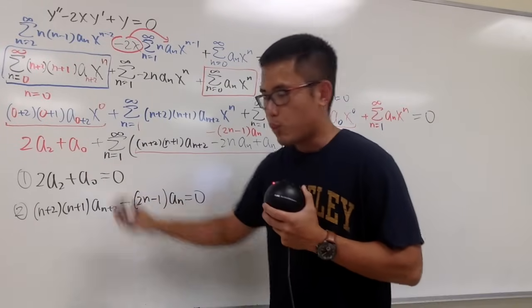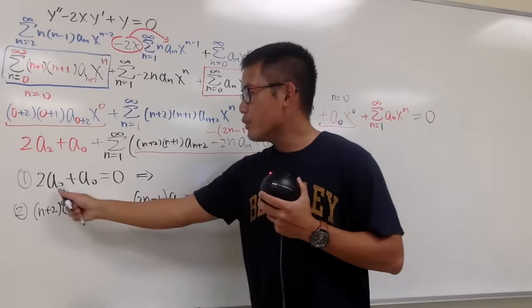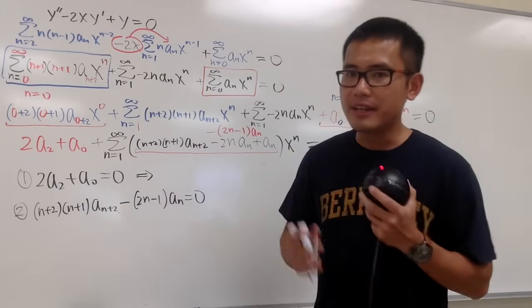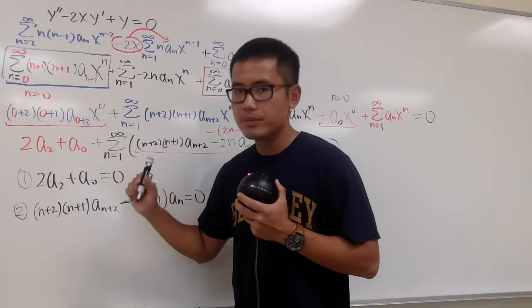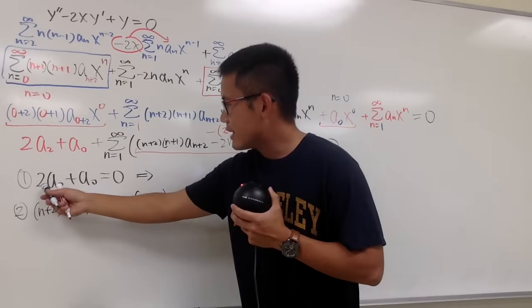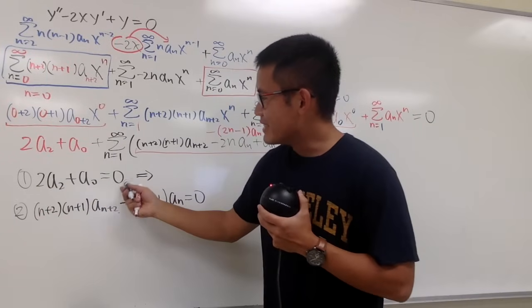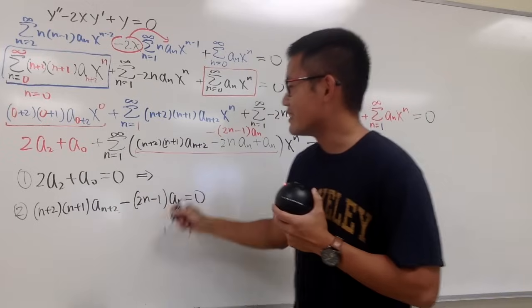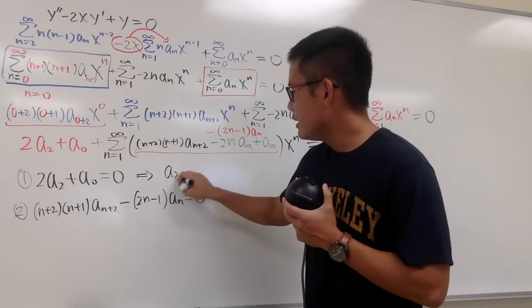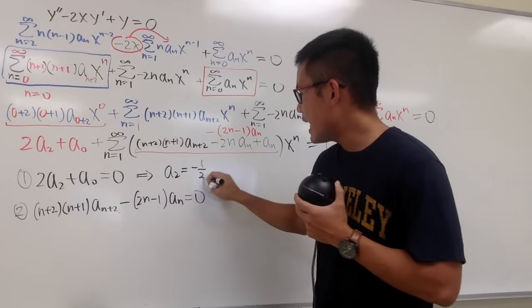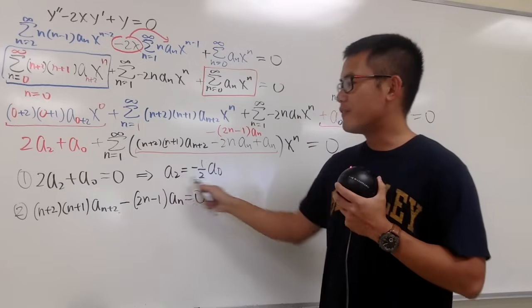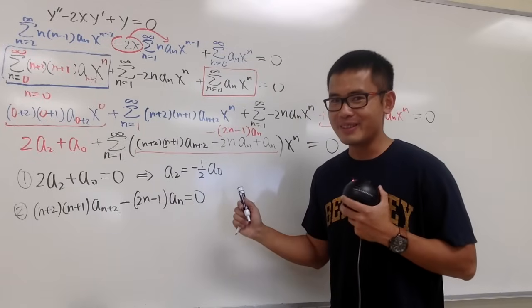So these are the two conditions that we have. Let's look at the first one. I am going to solve for the a with a bigger index, namely a2, okay? So that said, we can just minus a0 on both sides and divide it by 2 on both sides, right? So a2 is equal to negative 1/2 a0. This is the first thing that we're going to utilize later on, okay?